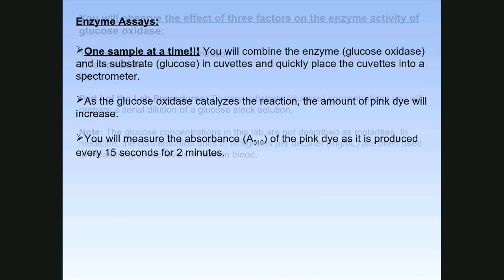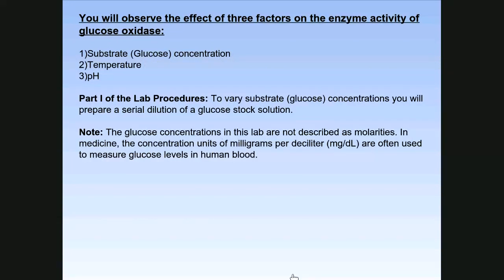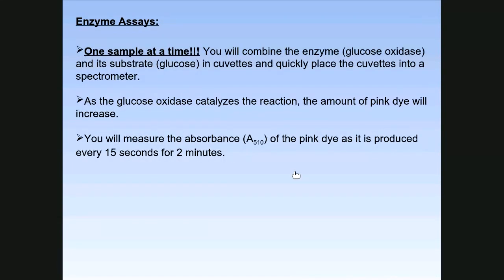If you look here, this is just repeating what I said. You can see here what it tells you. You would have measured the absorbance at 510 of the amount of pink dye being produced every 15 seconds for a duration of 120 seconds, or 2 minutes. But keep in mind, the pink dye is only produced if one of the two products, hydrogen peroxide, is being produced by glucose oxidase. So that's how we indirectly determine if it's working.